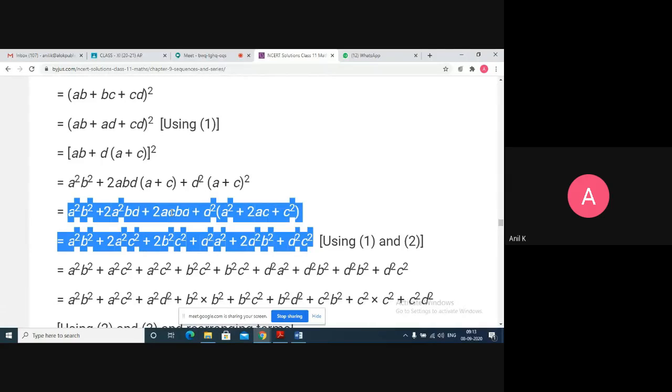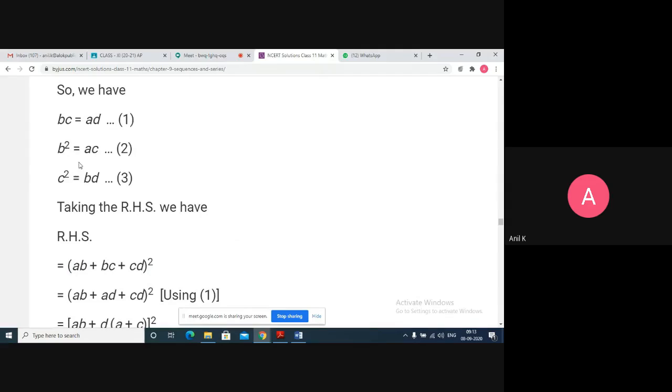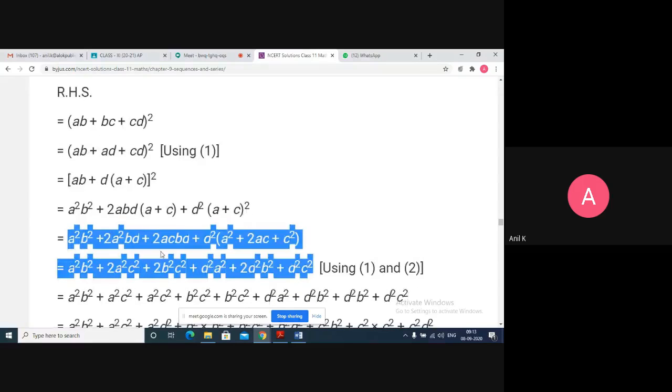Similarly, here ac into bd is there. So in ac into bd you can replace the ac value as b square and the bd value as c square. So 2acbd in this term, I replace it as 2b square c square. Now here you can open up the bracket, d square into a square plus you get 2d square ac.